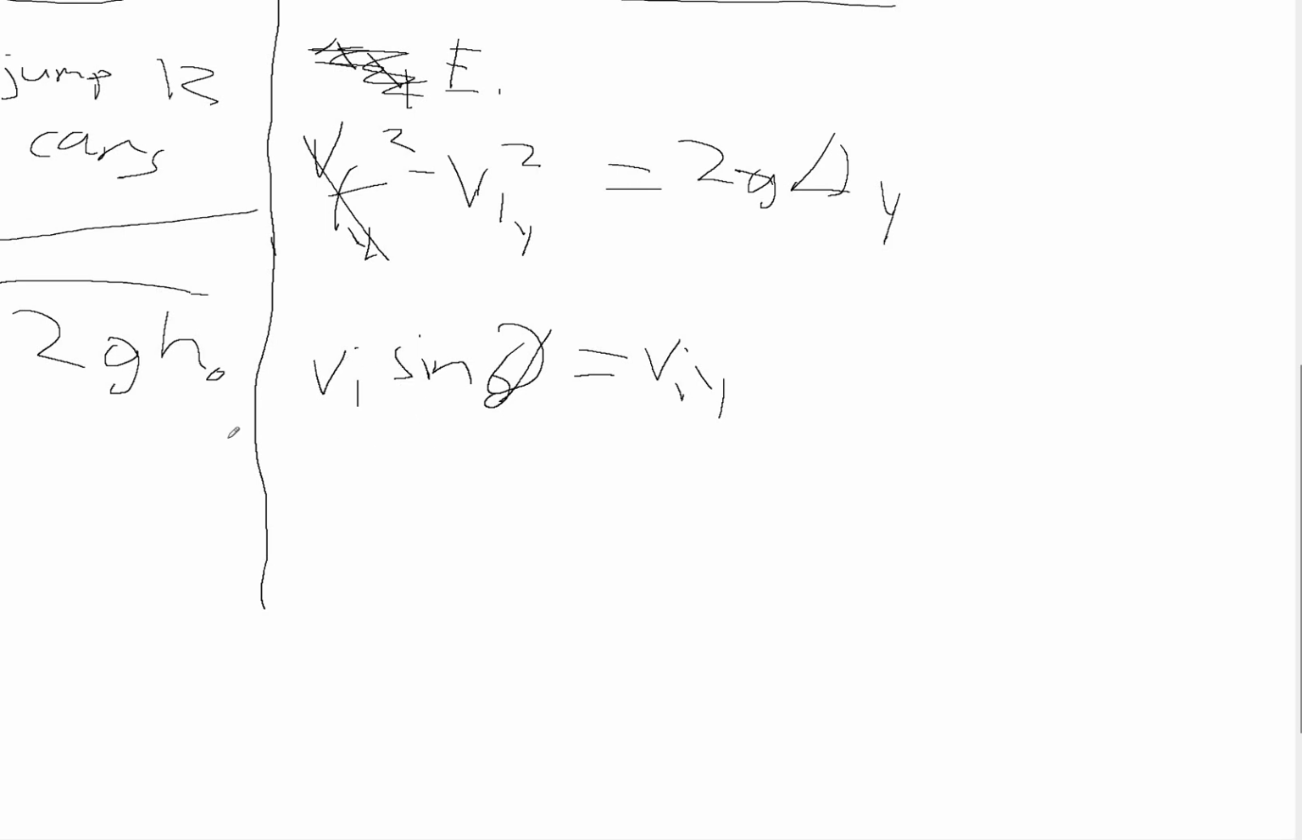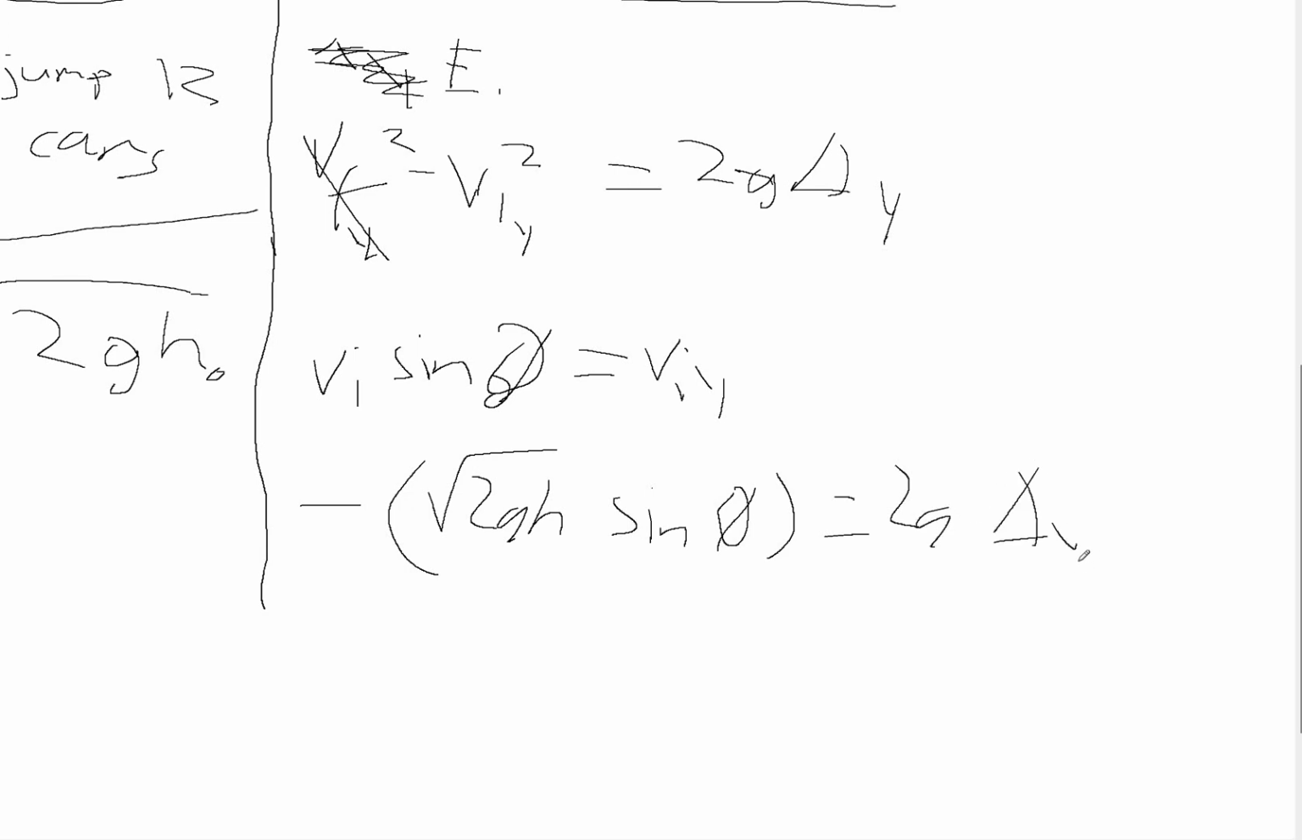So vi, which we know from the previous part, is just square root of 2gh. So negative viy squared, which is vi sine theta, and vi, which we replace with square root of 2gh, sine theta, is equal to 2g delta y. And now all we need to do is just, oh, I forgot about the square here.